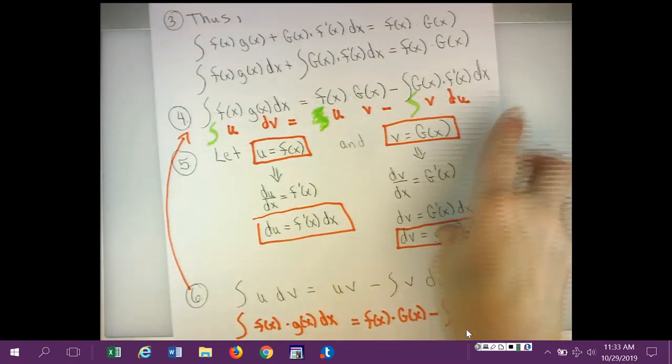Now, some basic examples, which brings us to an acronym that's very important, and it is called LIATE.